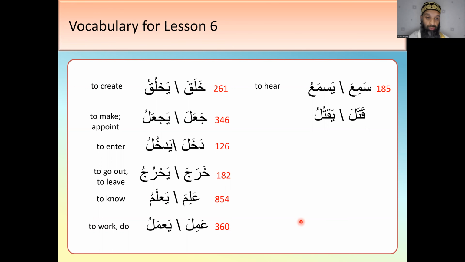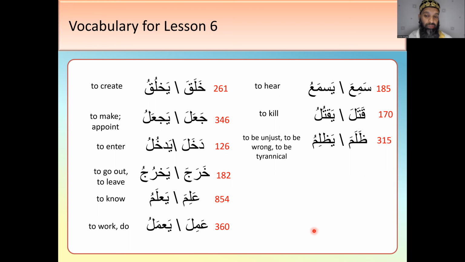185. قتل يقتل. Urdu word as well. Excellent. To kill. 170. ظلم يظلم. Again, another Urdu word. Excellent. 315. That's where we get zalim from, madloom from.